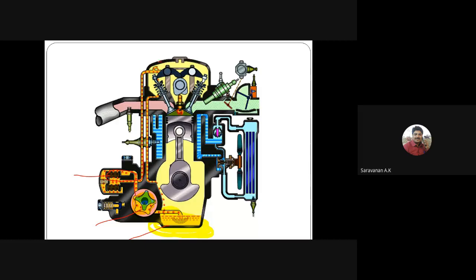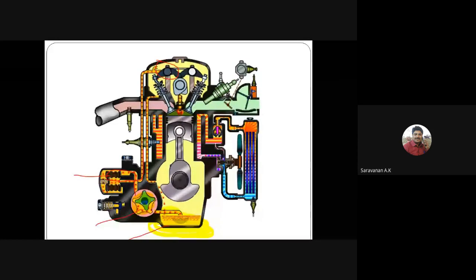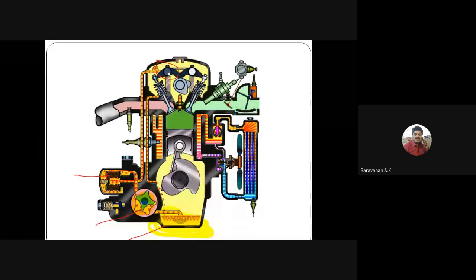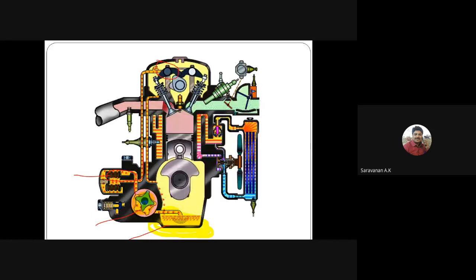So here it is the rocker arm, right? Can you see this diagram? It is called the rocker arm. You can see how the valve opens. The rocker arm will be operated by this cam. When the cam operates, this rocker arm opens and closes the inlet valve, right? So that is what we call the rocker arm.